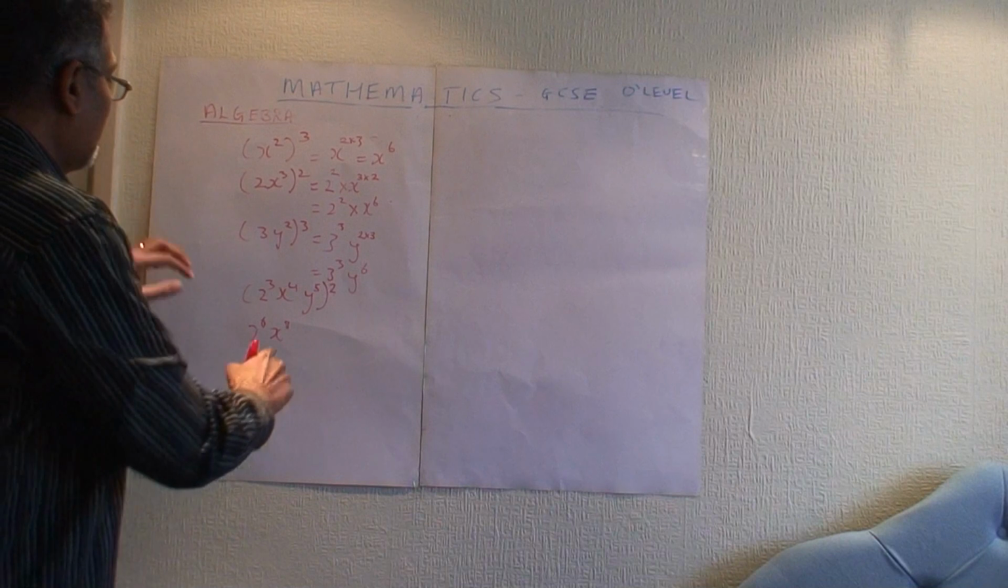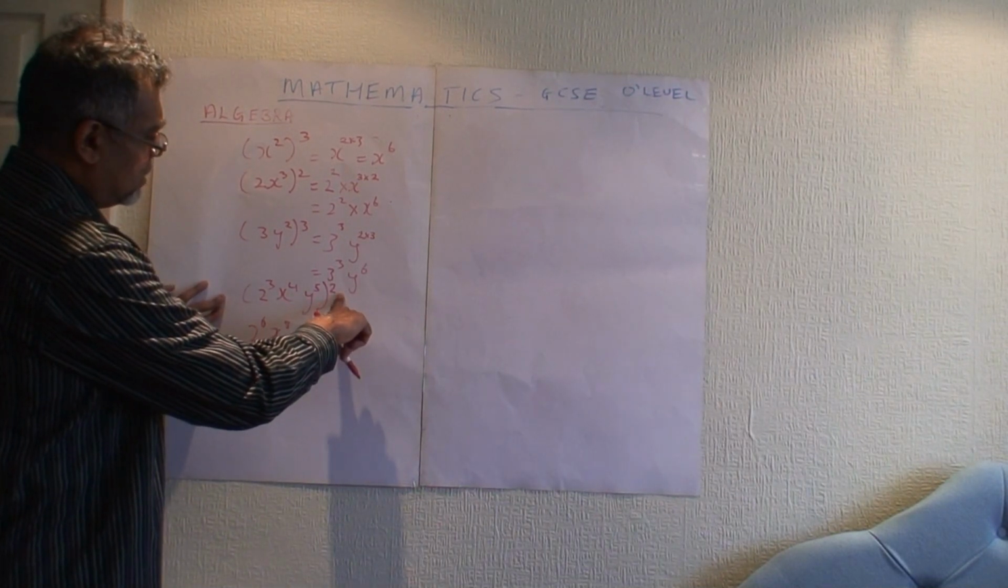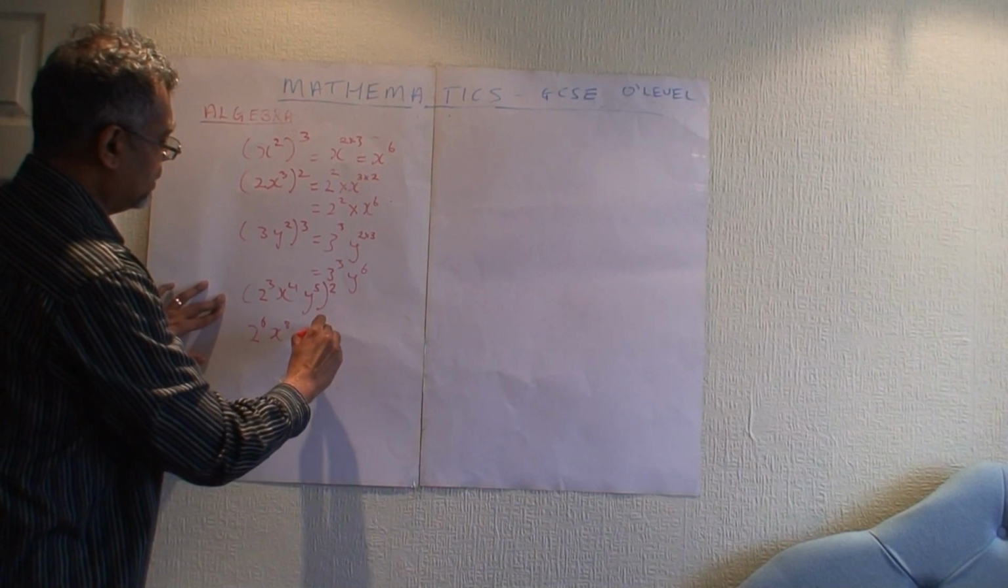Alright? Y to the power of 5, right? But there is a power of 2 here, so you multiply the power, so it's y to the power of 10.